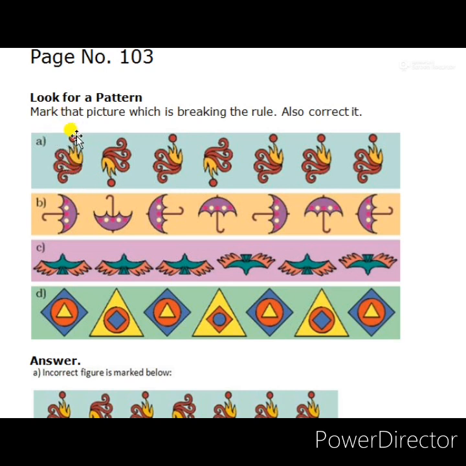But in the second figure, it is at the downward portion. That means the just opposite direction. That means here this figure has taken a half turn. Half turn means 180-degree turn.